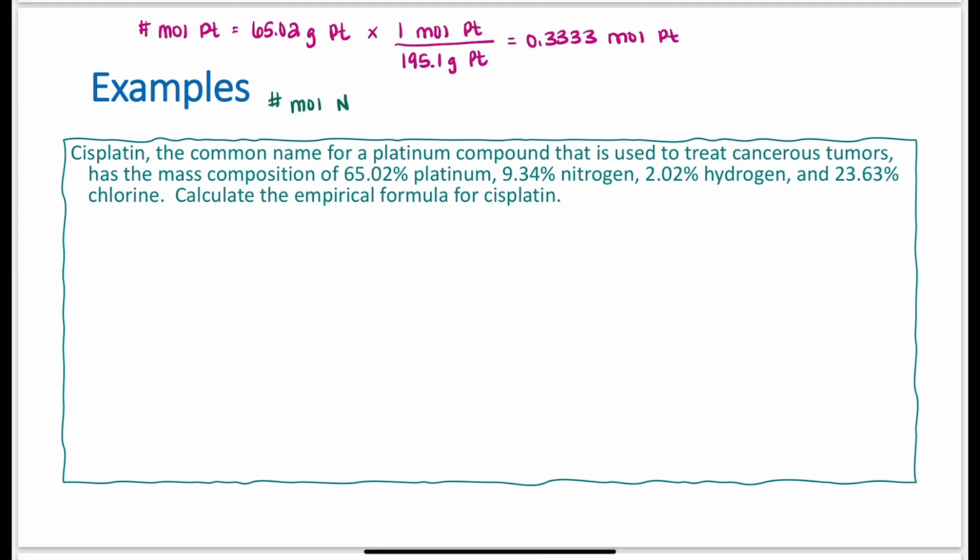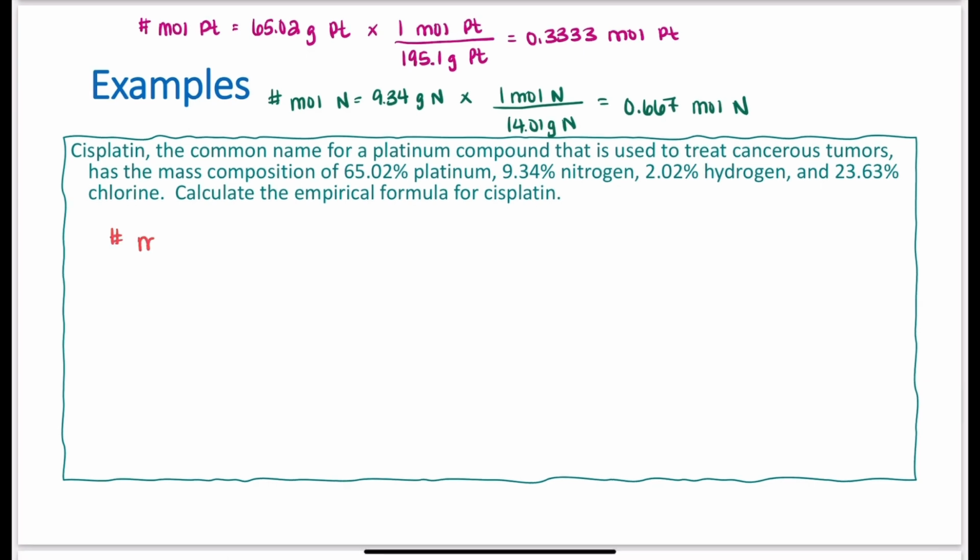So my number of moles of nitrogen, 9.34 grams of nitrogen. I know 1 mole of nitrogen weighs 14.01 grams because that's from the periodic table. And this would give me 0.667 moles of nitrogen.